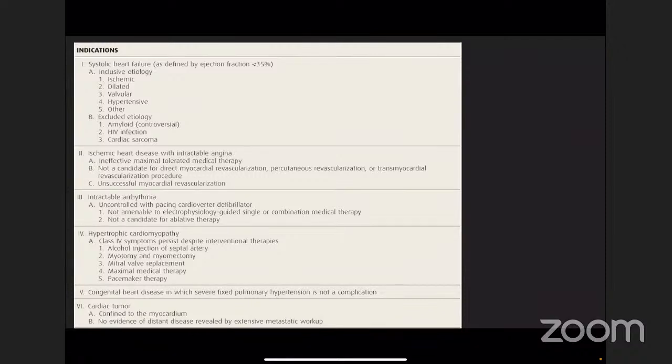Hypertrophic cardiomyopathy with class 4 symptoms persistent despite therapy, which is alcohol injection, myotomy, mitral valve replacement, maximum medical therapy, and pacemaker therapy. Congenital heart disease in which severe fixed pulmonary hypertension is not a complication. And last, a cardiac tumor confined to the myocardium with no evidence of distant disease, ruled out by an extensive metabolic workup.